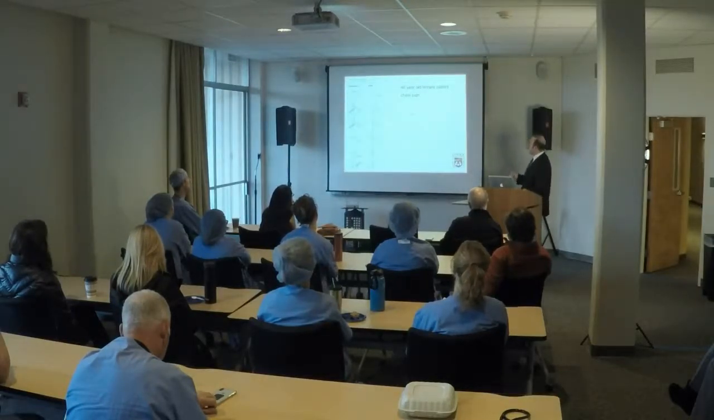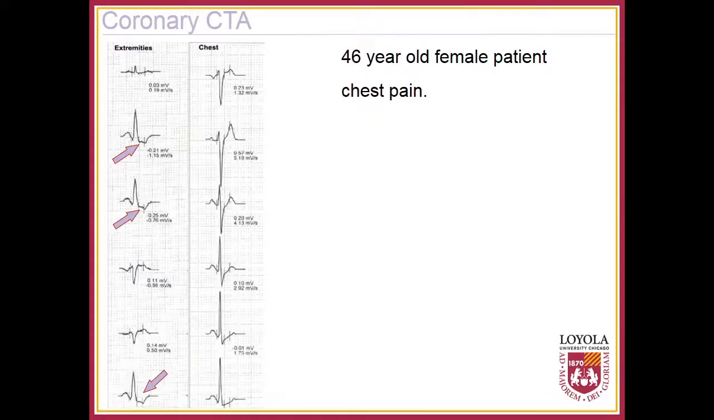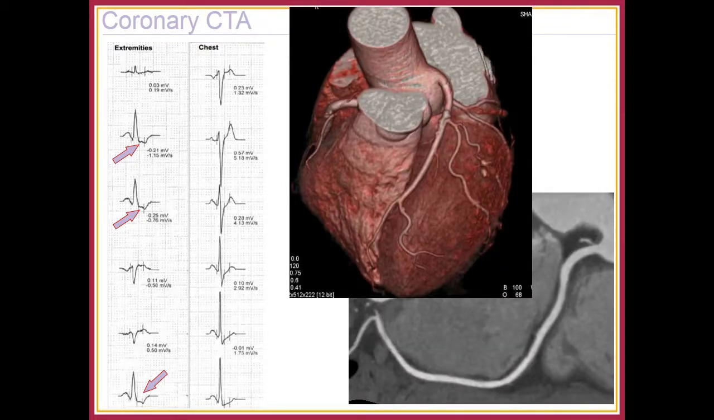This is another example of a 46-year-old female patient who had chest pain. The stress ECG was positive. You can see the ST depressions. Instead of going straight to cath, the patient underwent a coronary CTA, and her epicardial coronary arteries were completely normal, and we were able to spare her an invasive coronary angiogram.